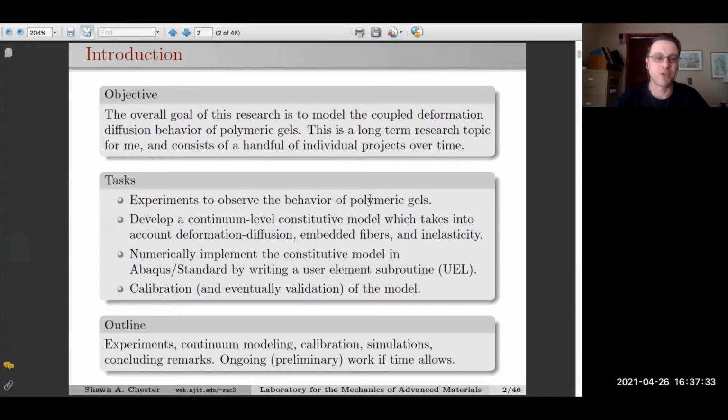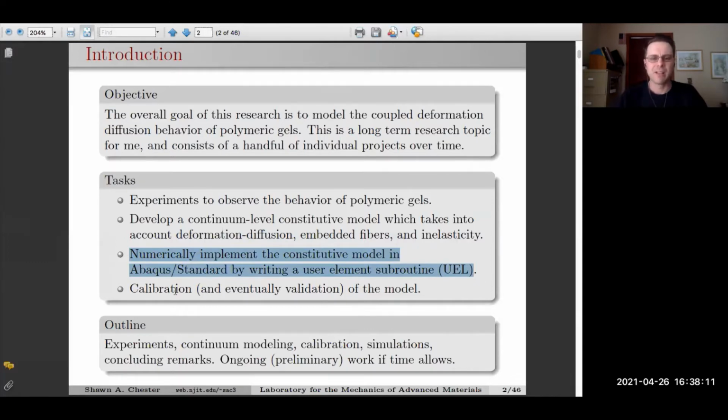Then, as my training is in continuum level constitutive mechanics, solid mechanics rather, we'll go over a continuum level model, and we're going to try to take into account three main factors: the coupled deformation and diffusion, so fluid moving around as the body deforms, inelasticity, which I think is very interesting, and anisotropy through embedded fibers. Then I'll show you some simulations where I've numerically implemented this into finite element code.